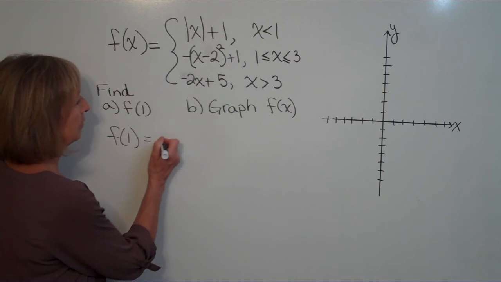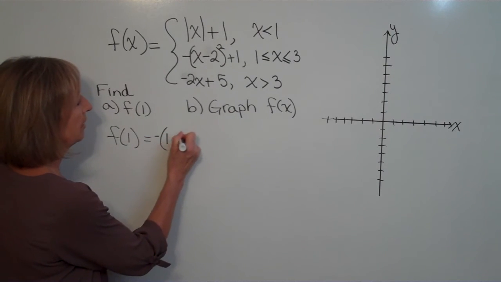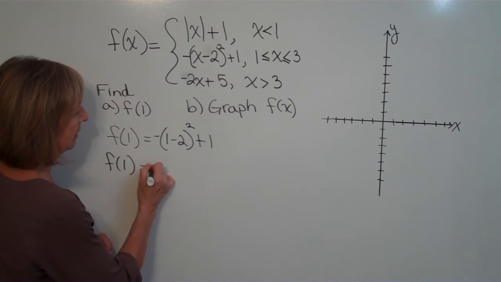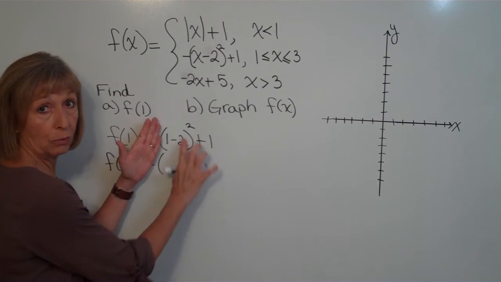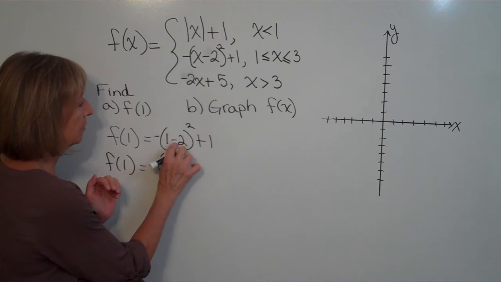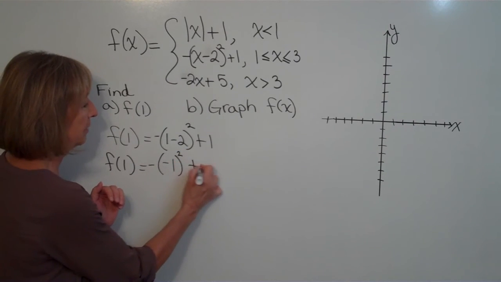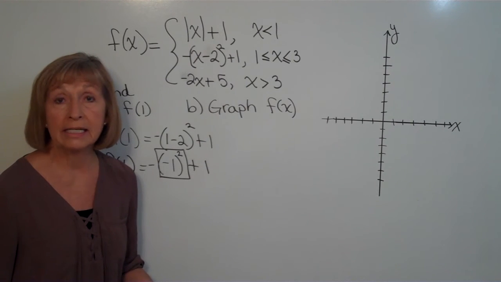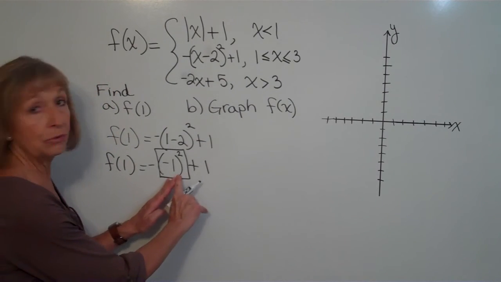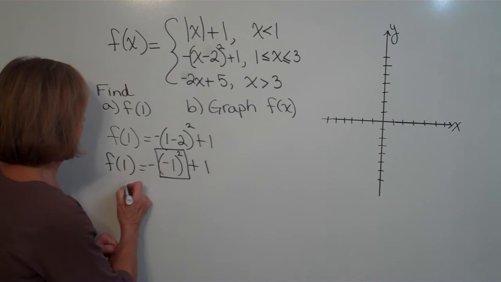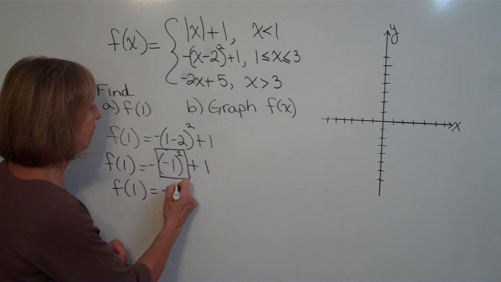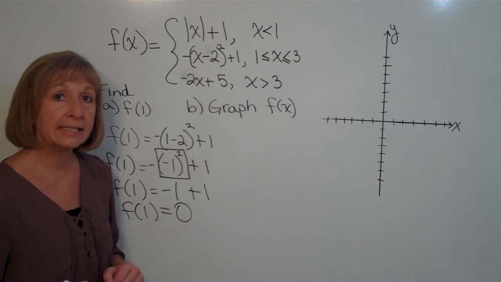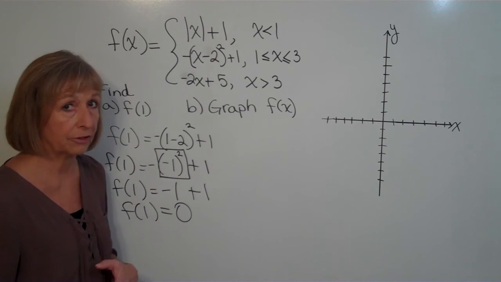So we'll take out the x and put in 1. So that's the opposite of 1 minus 2 quantity squared and then plus 1. So f of 1 is the opposite of, remember your order of operations. You have to do what's inside parentheses first. 1 subtract 2 is negative 1, quantity squared, and then plus 1. Then you have to do exponents. So negative 1 quantity squared is positive 1. And then after you do that exponent, then apply the minus. So my f of 1 is negative 1 and then plus 1. So f of 1 is 0. So when x equals 1, 0 comes out for my function value.